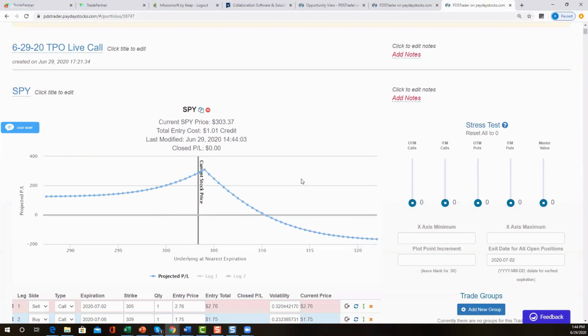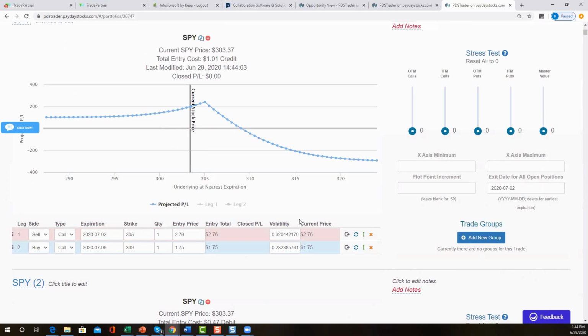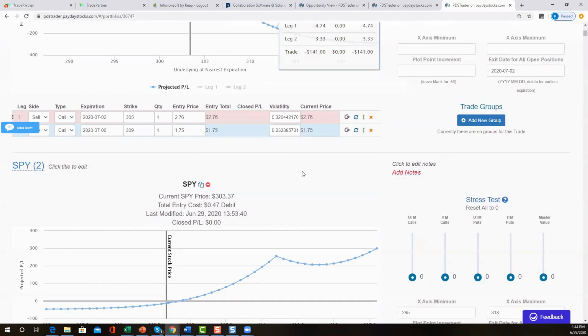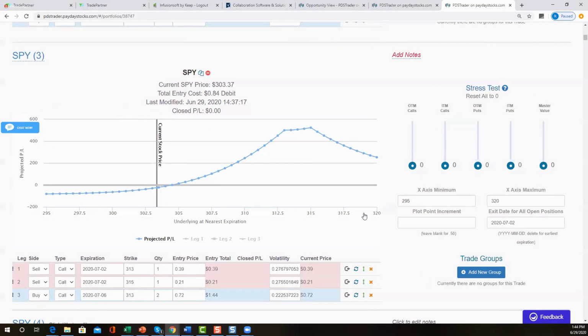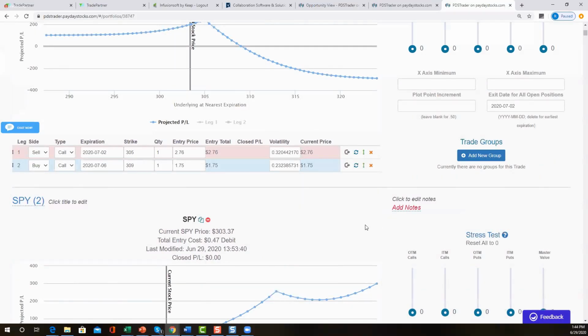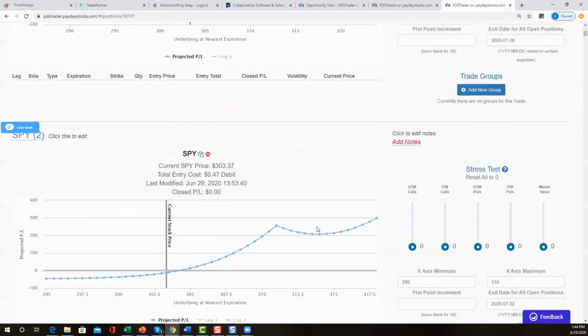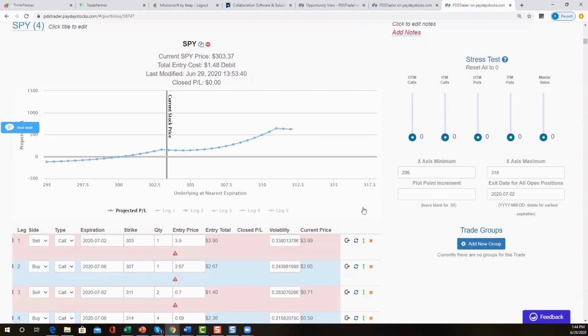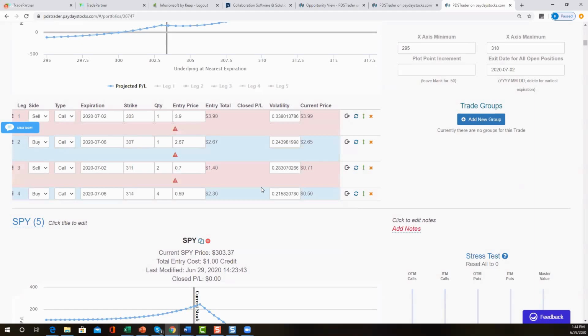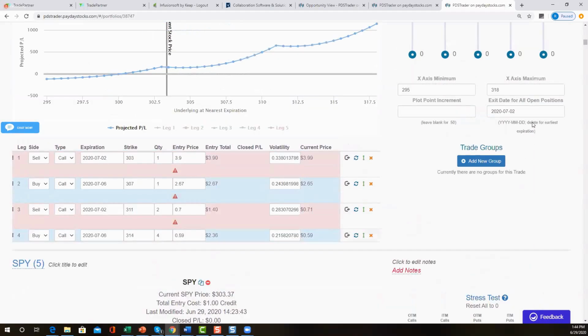All right. So I'm going to move this one down to the single bullish, which is SPY 3. This is the single bullish. So I'm going to move to graph 3. Whoops, I accidentally moved it to 4. So we'll go down to 4, move it back up to graph 3. There we go.